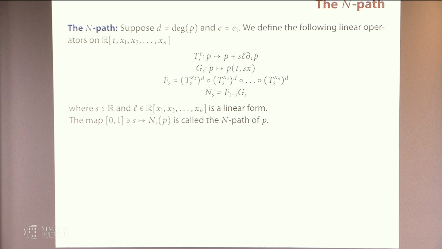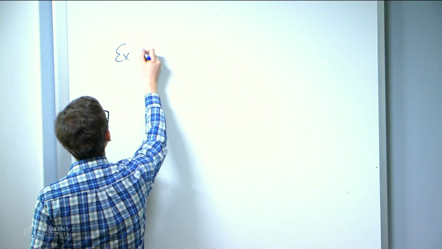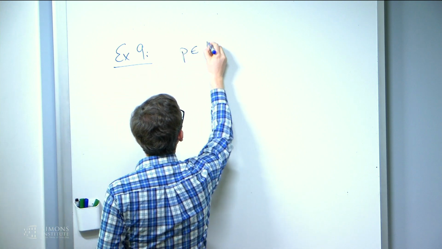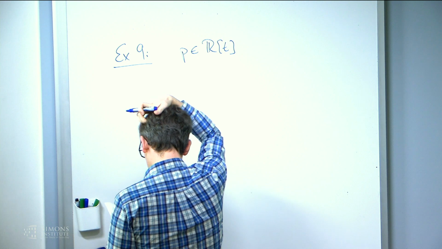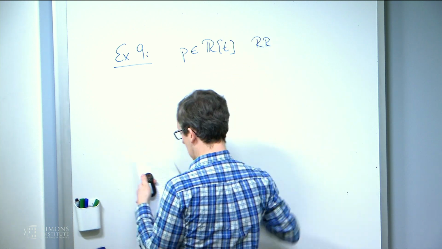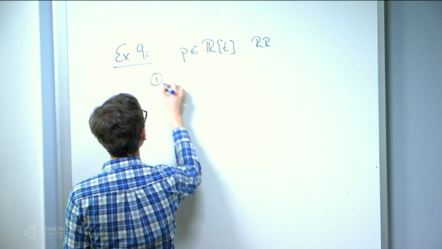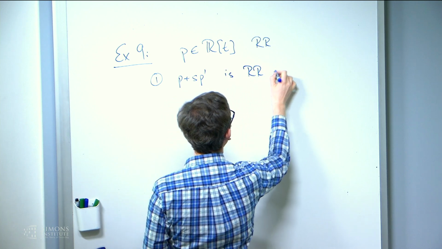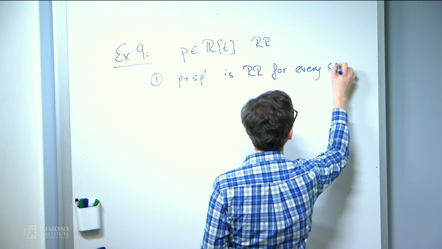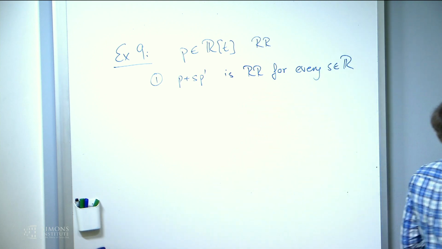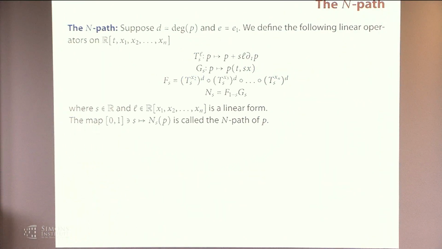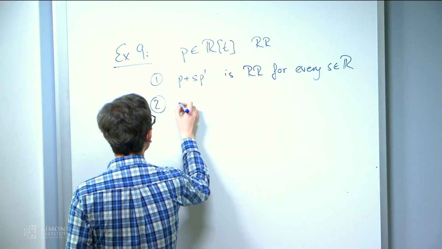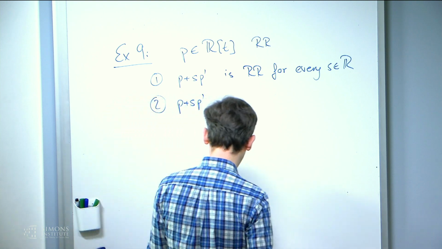And the univariate lemma is one of the exercises. Which one? Exercise 9. It's a very simple observation. If you have a univariate polynomial and it's real rooted, then p plus s times p prime is real rooted for every s. It's essentially this s that shows up here. And you reduce the multiplicity of a root if you do this. P plus s times p prime has simple roots everywhere.